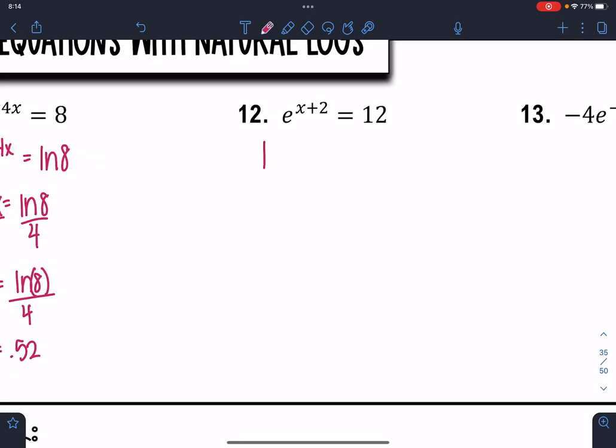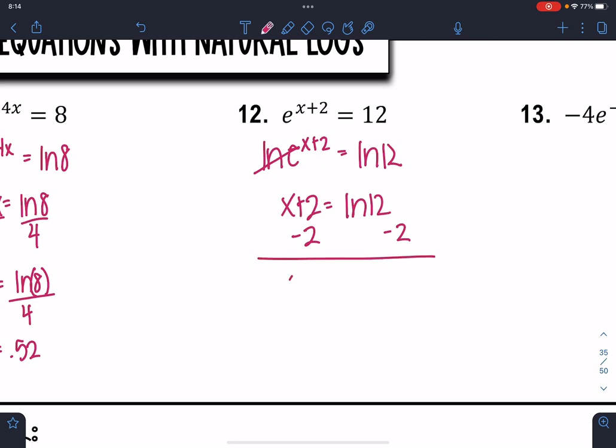So same thing for number 12. We have the natural log. I'm going to take the natural log of both sides here. And so now the natural log and my e are going to cancel. I'm left with x plus 2 equals natural log of 12. The only thing stopping me here is subtracting 2. So I really get x equals natural log of 12 minus 2. And I'm writing it like this so that you type it in exactly as you see it. Take the natural log of 12. Remember, close that parenthesis, then hit minus 2. And you should get 0.485.